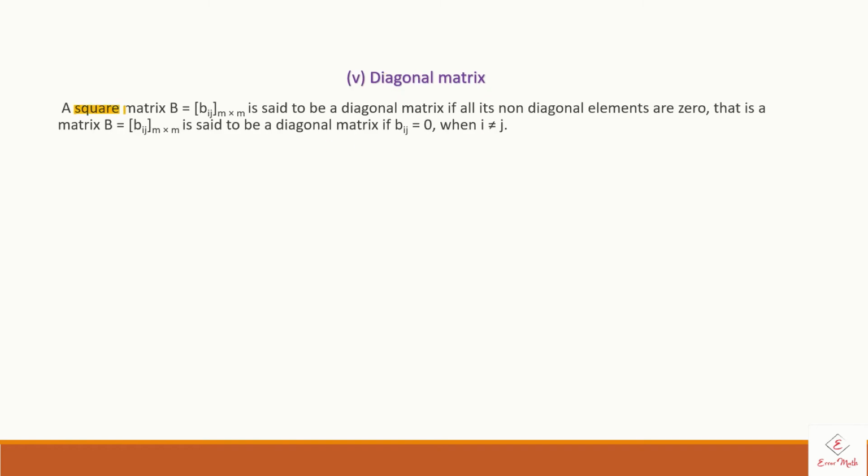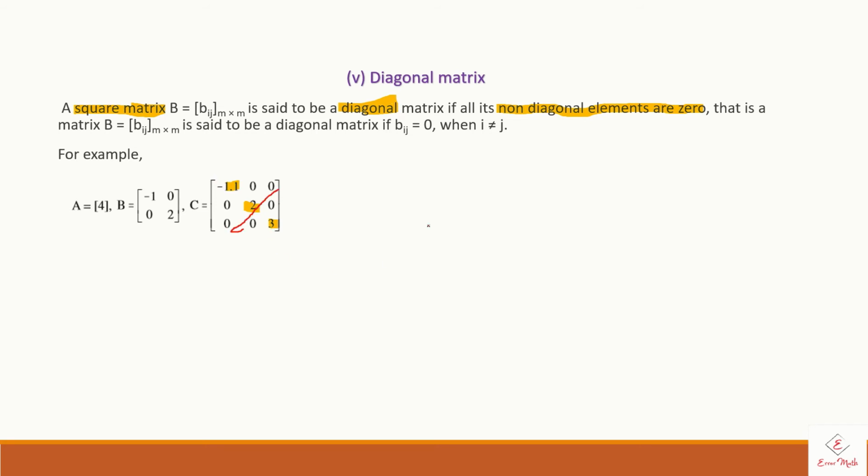Now diagonal matrix is a square matrix which is having elements only diagonally and the non-diagonal elements are 0. So this is a diagonal matrix. For example, you can see here B matrix, it has only diagonal elements and all the other elements are 0. In matrix C, it is a square matrix, only diagonal elements have numbers and all the other than diagonal are 0.